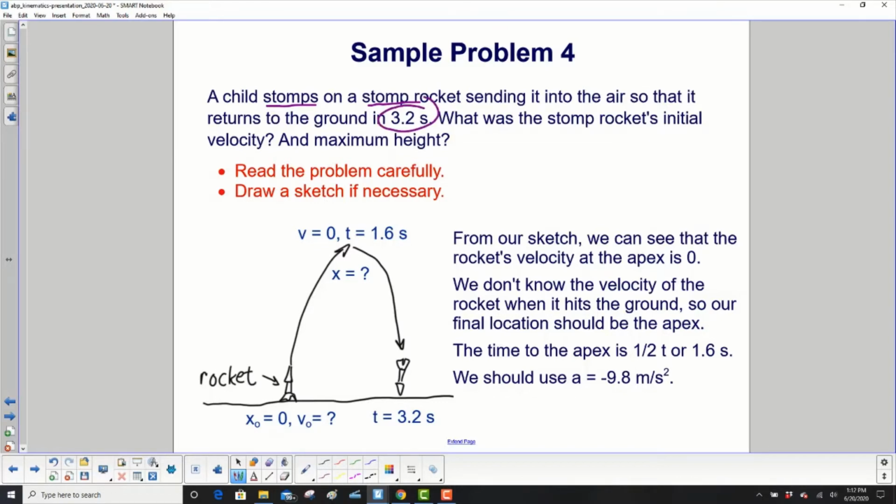First of all, this is unbelievably cool. Just by measuring the time it takes for this rocket to go up and come back down, you can calculate its initial velocity and how high it went.